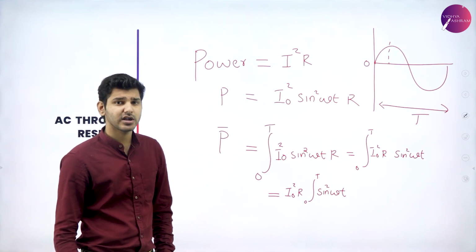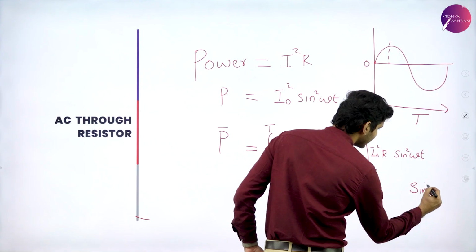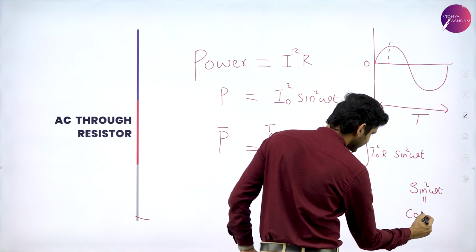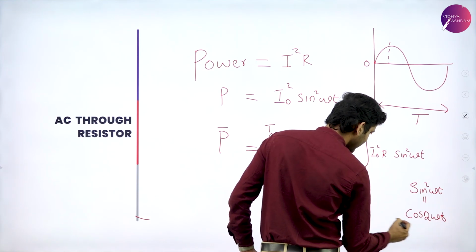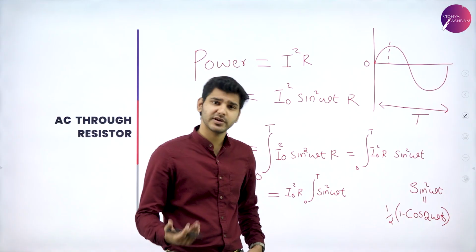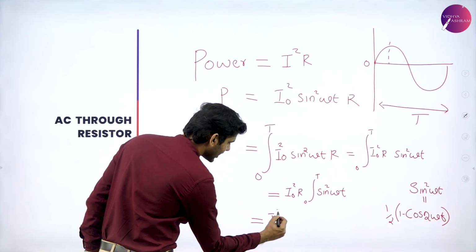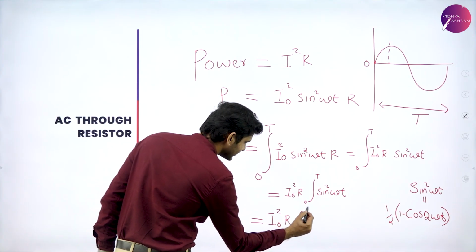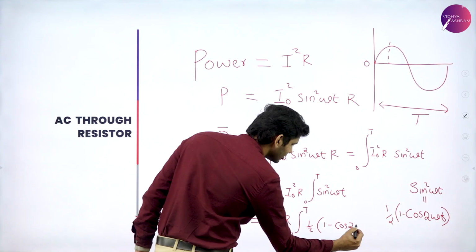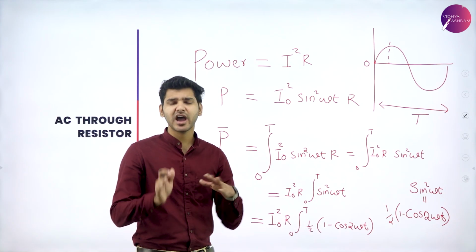Integrating sine square omega t is very easy. You have the trigonometric identity that sine square omega t can also be written as half into 1 minus cos 2 omega t. So this equation can be rewritten as I naught square R into the integral from 0 to T of half into 1 minus cos 2 omega t. Again, while integrating, you don't have to memorize all this.